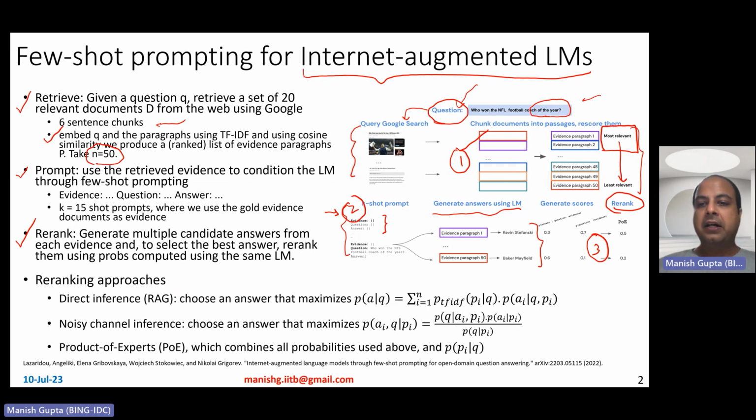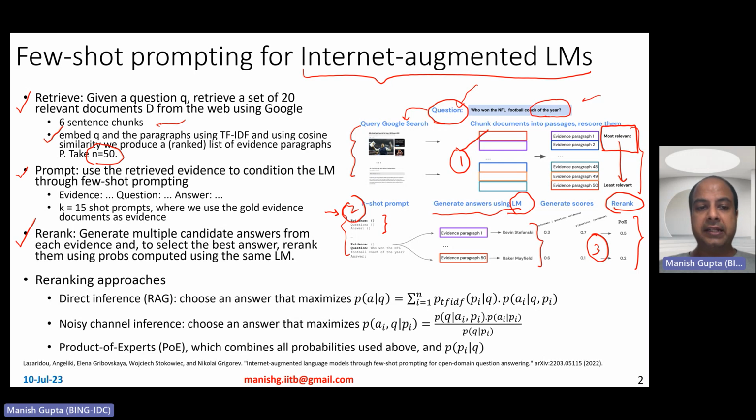Okay. Now, once you get these multiple answers from each evidence, what you want to do is to select the best answer by re-ranking them using probabilities which are computed by the language model itself. So the language model, when coming up with the answers, does come up with some probabilities. So you can use those probabilities so as to re-rank and come up with the best results that you see here. Okay.